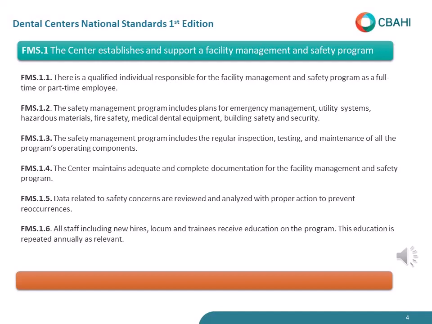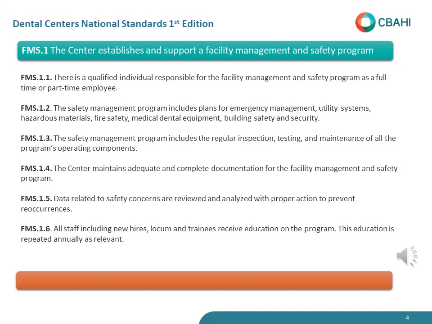FMS 1.3: the safety management program includes regular inspection, testing, and maintenance of all program operating components. So here, the substandard requires that there is a written program to show that all of the 7 plans in 1.2 are being tested, inspected, and checked, and that they are all documented.